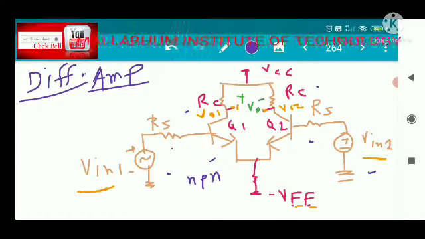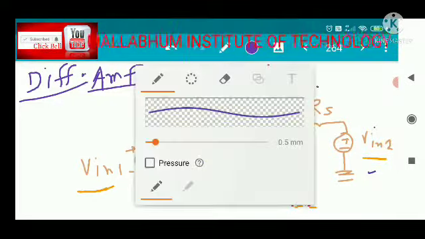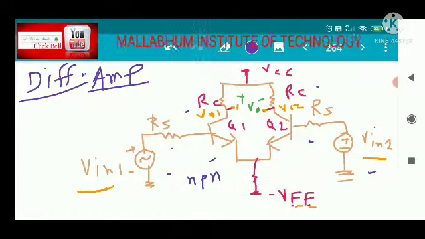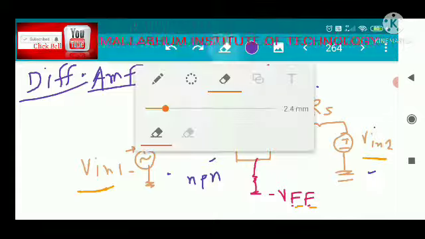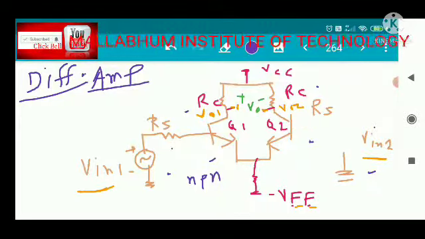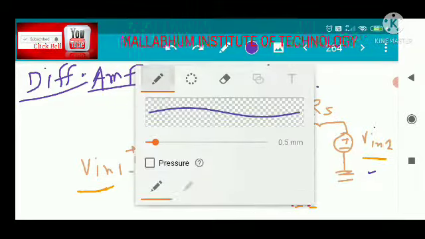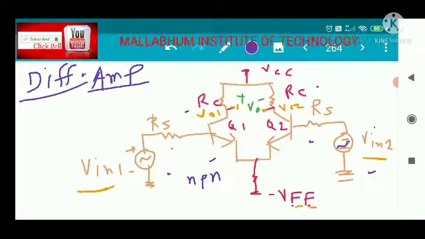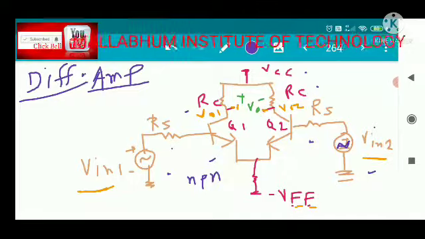This is not the DC, this is your AC signal. One minute, I am just overwriting this. So this will be your AC signal, not your DC signal. And the DC biasing applied here is VCC and minus VE.